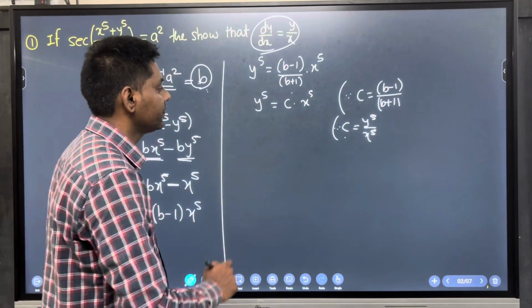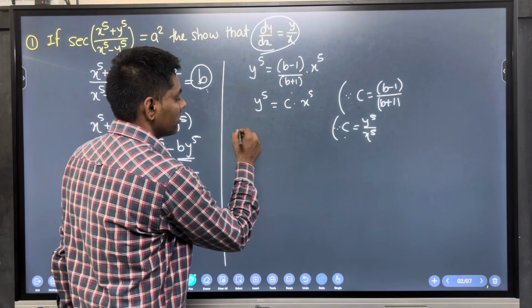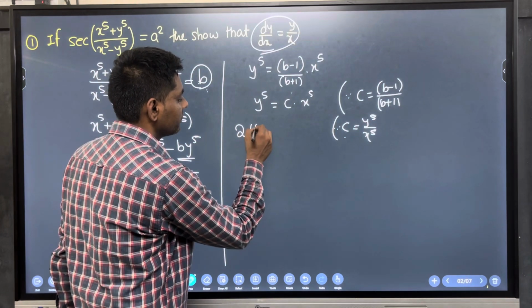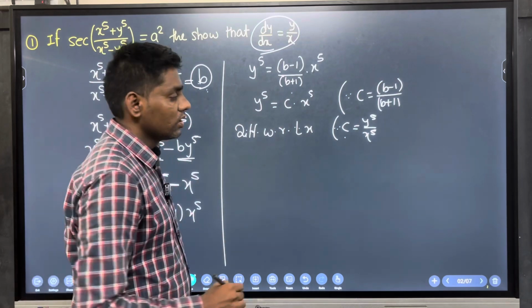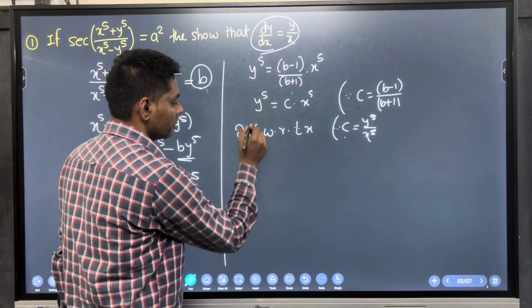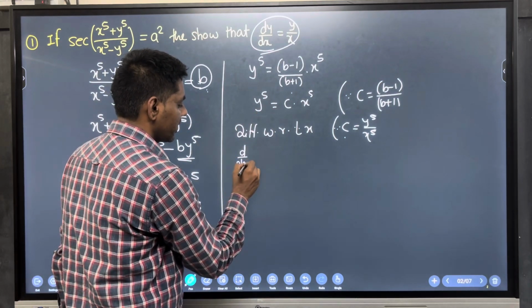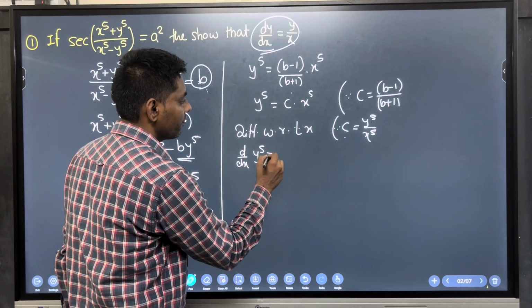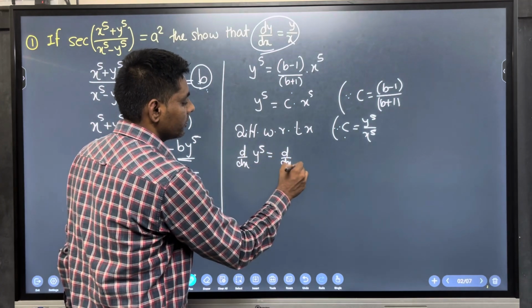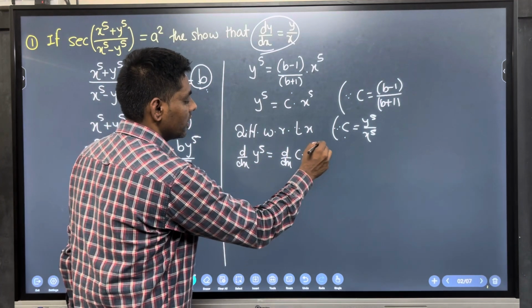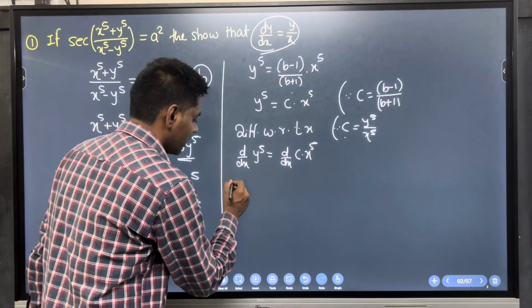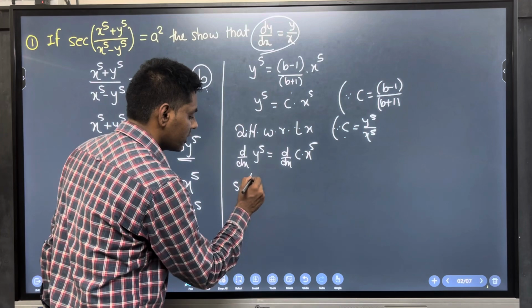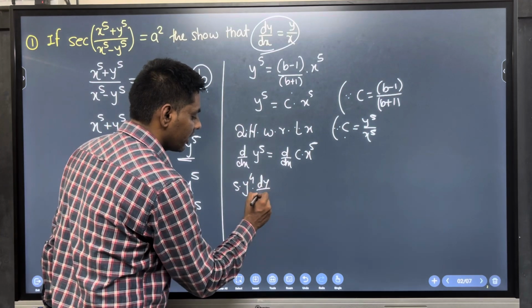The question is very simple. So when we solve, differentiate with respect to x. Apply d by dx on both sides: y raised to 5 equals c into x raised to 5. What is the derivative of y raised to 5? Use the x raised to n formula. The formula gives 5 into y raised to 4 into dy by dx.